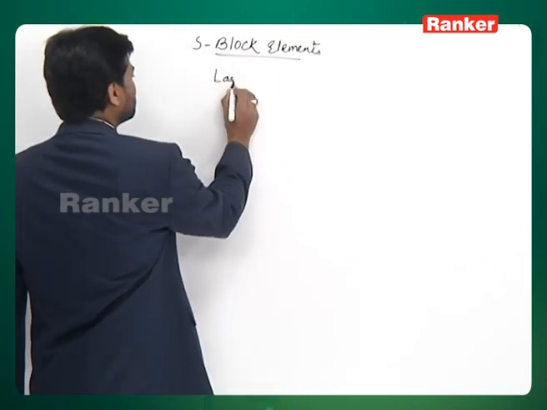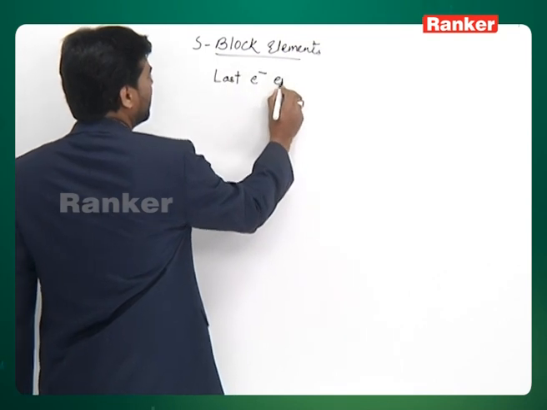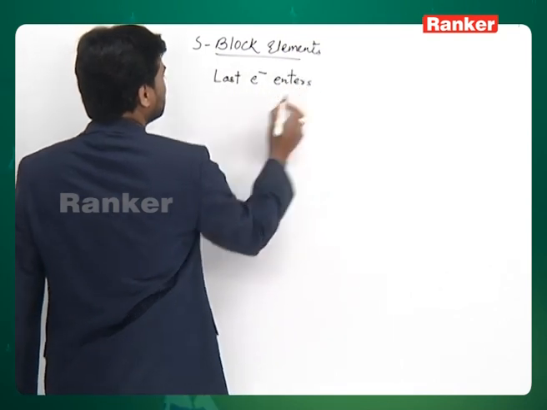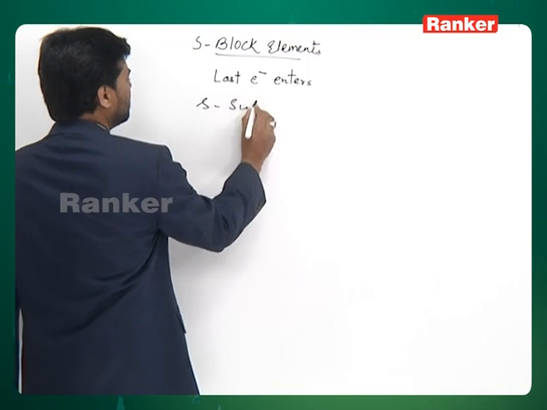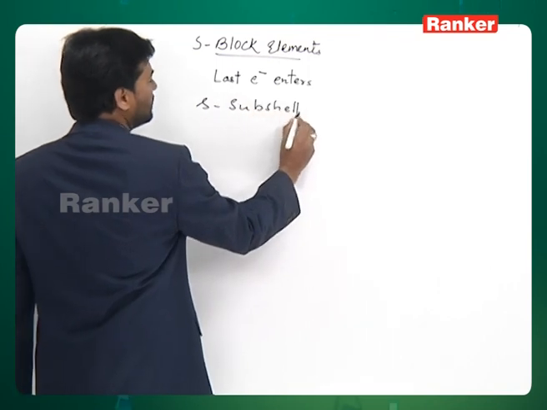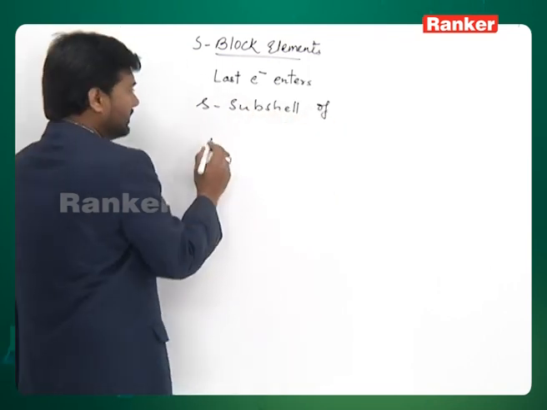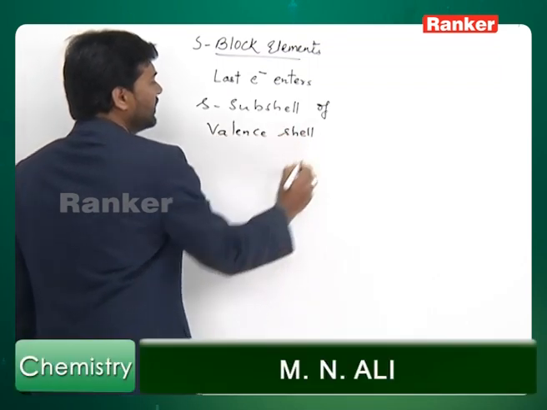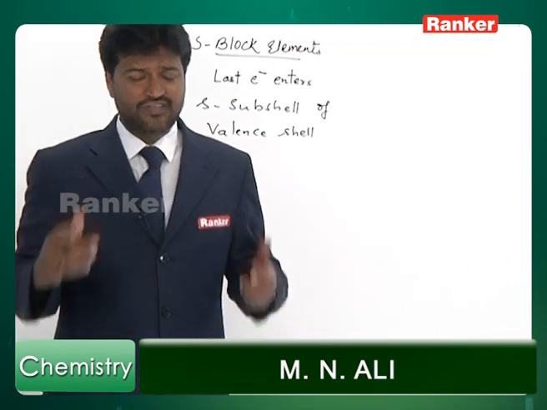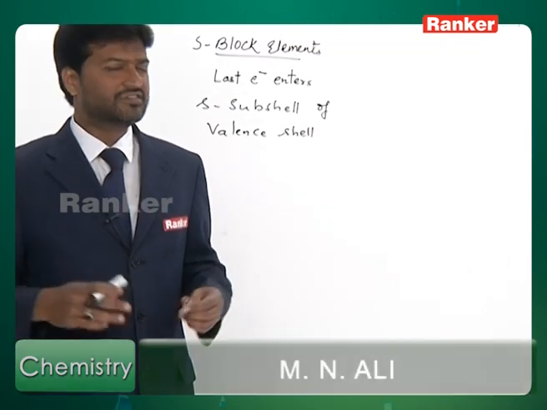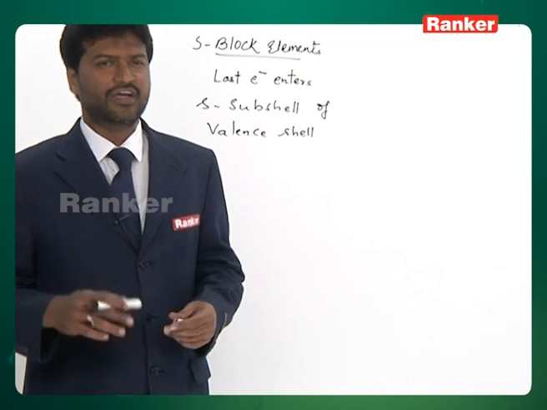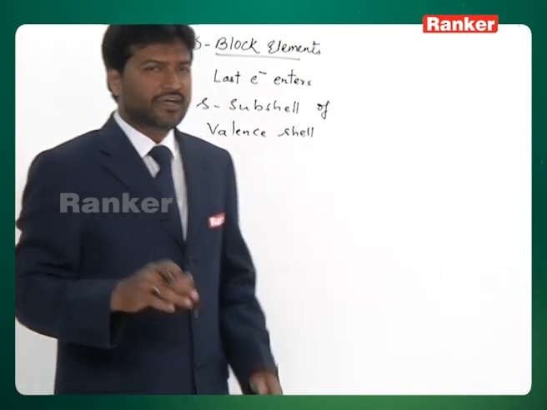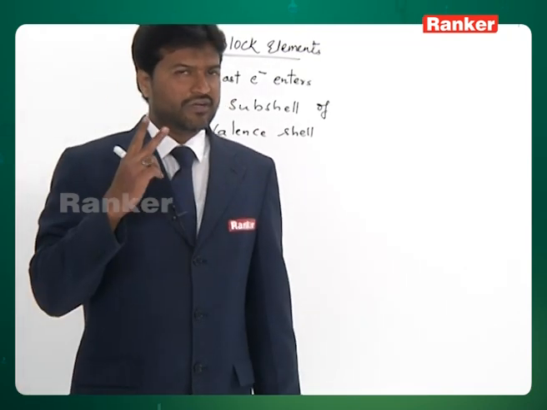Last electron enters S subshell of valence shell. So, any element in which the last electron enters the S subshell of its valence shell can be regarded as an S block element. In the S block of the long form periodic table, there are two groups.